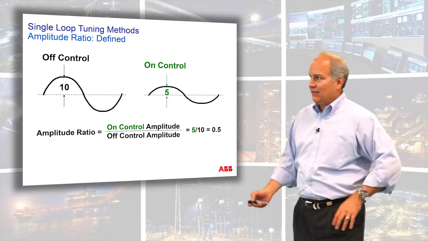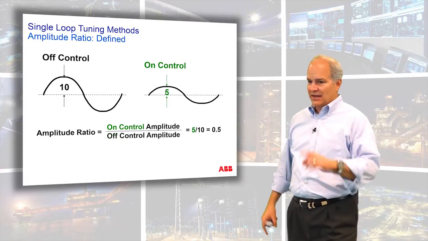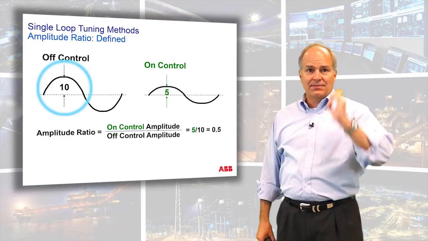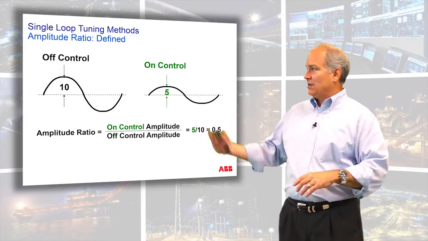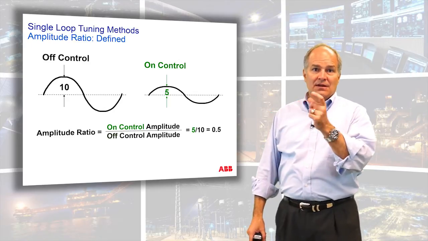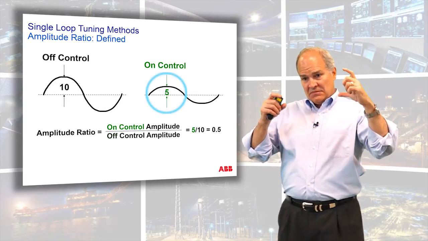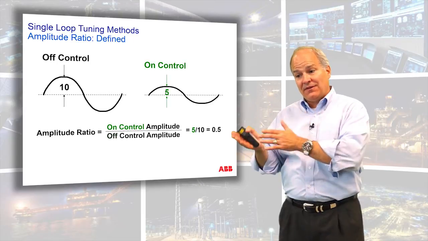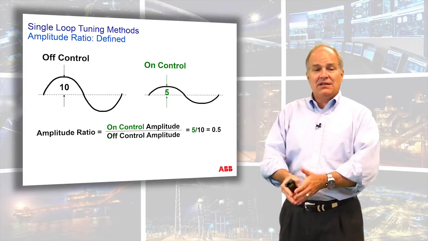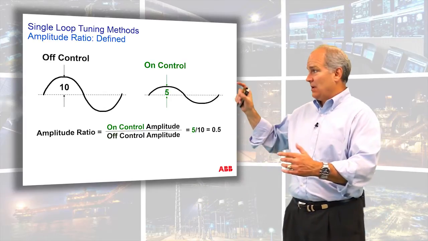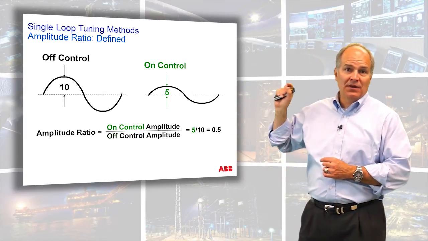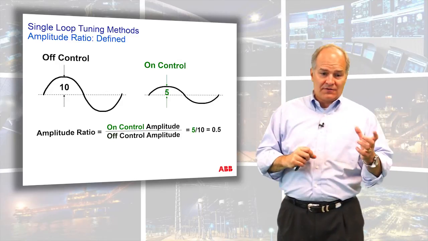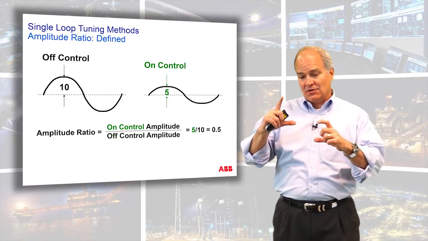So for example, if I turn control off and it's sitting there oscillating, measure the amplitude. So here I've got, say, an amplitude of 10. It's oscillating, I got an amplitude of 10. Now let's put it on control and see what happens. Here we got an amplitude of 5. So what happened? We can say that the controller was able to redirect 50% of the energy into the actuator. Okay, so we have an amplitude ratio of 0.5. So that's a measure. You just measure your off control amplitude and your on control amplitude.